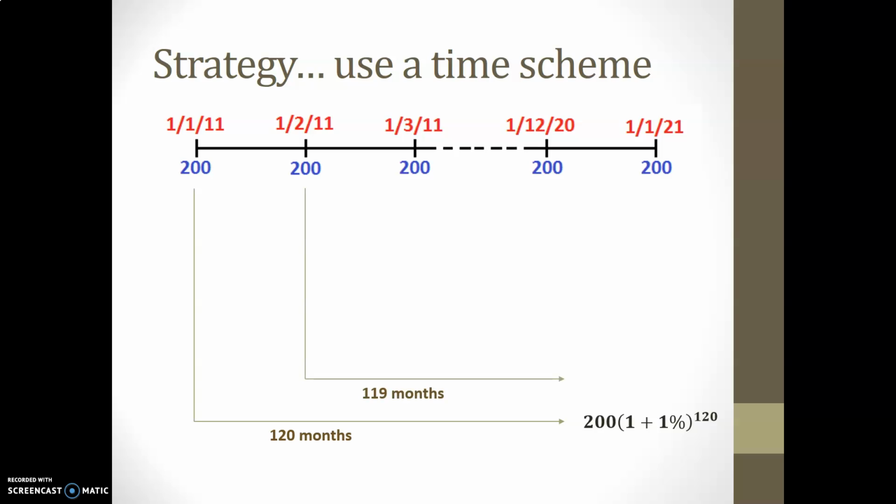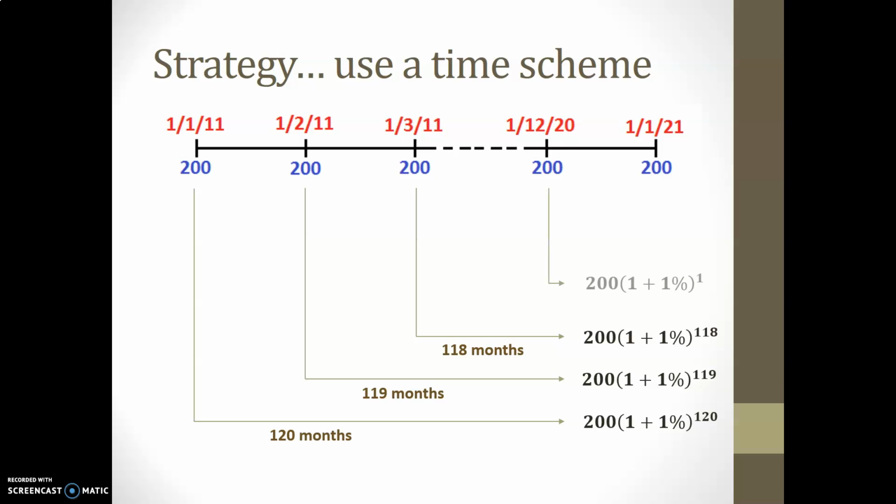The second deposit doesn't have quite a full 10 years, but rather 10 years minus 1 month, so 119 months to gain interest. So 200(1 + 1%)^119. Same goes with the third deposit, which occurred March 1st, 2011, where 118 months of interest are added to the initial deposit. And eventually we'll get to the next to last deposit, which only had 1 month to grow. This is the deposit that took place on December 1st, 2020.